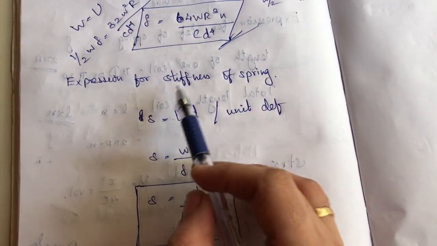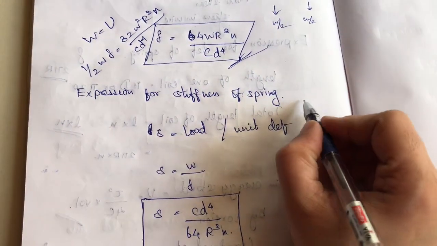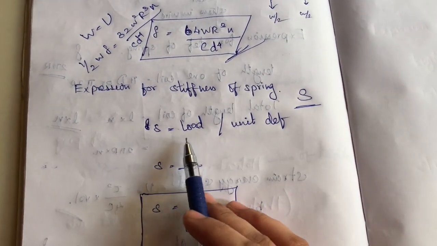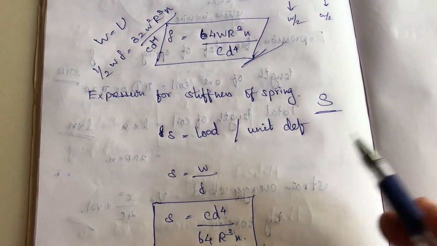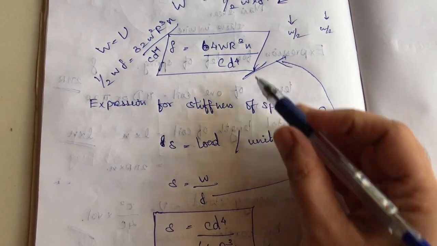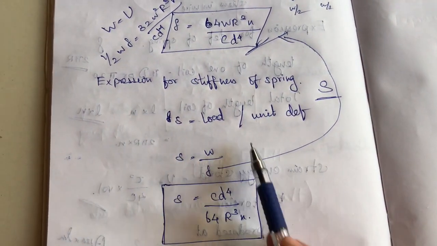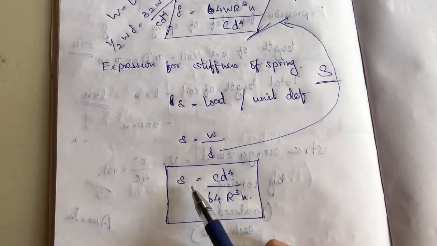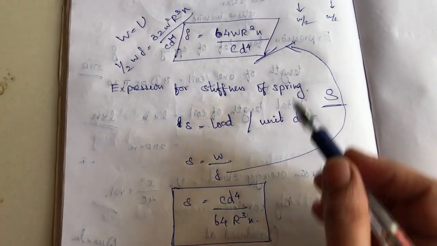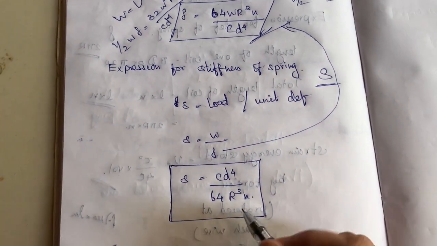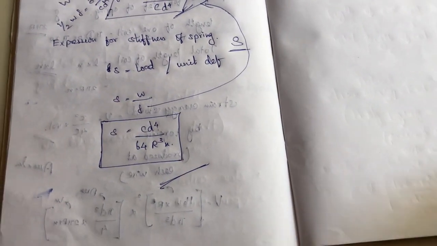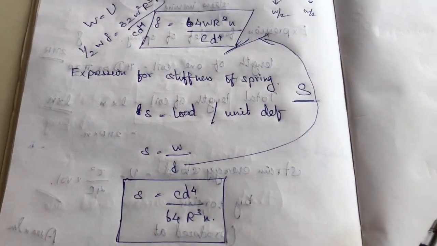Next, expression for stiffness. Stiffness is nothing but load per unit deflection. We know the deflection, so divide the load by the deflection. W by deflection will be equal to C d power 4 by 64 R cube N. Just reverse it and remove the W, and you will get S, the stiffness of the spring. So up to this, the spring is covered.